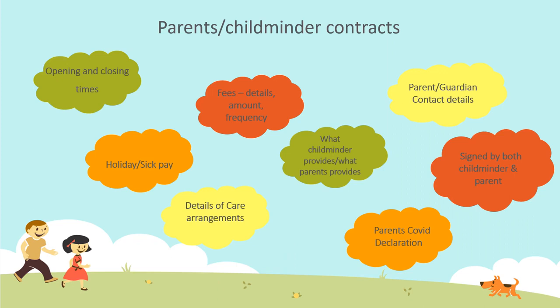There are a number of key elements to the contract with parents, and these include the following: the hours of childminding provided, the fee, so details of the amount, the frequency and the method of payment, payment for absences such as sickness or holiday, what the childminder provides and what the parents provide, extra charges for food and outings, and the parent-guardian contact details, including an emergency person.